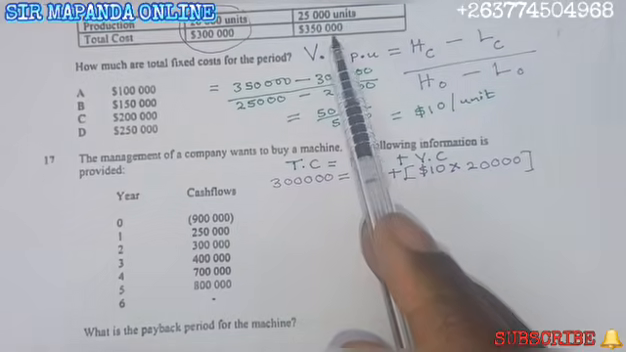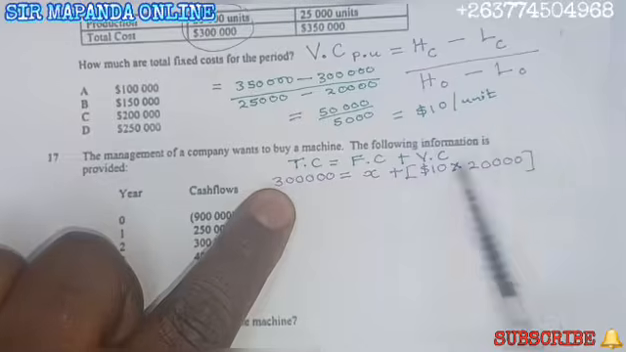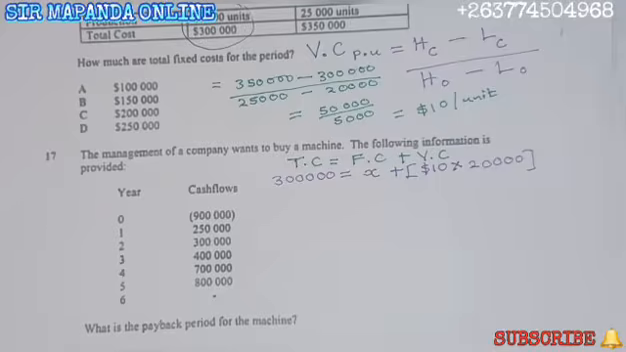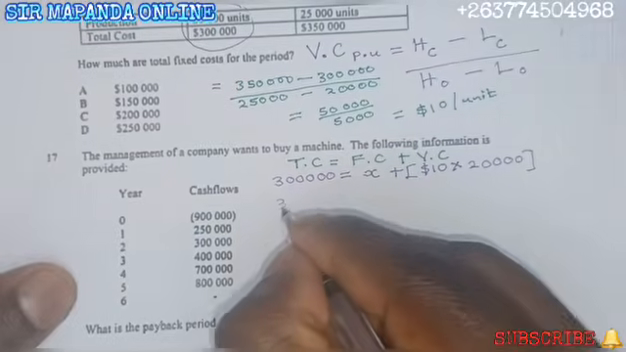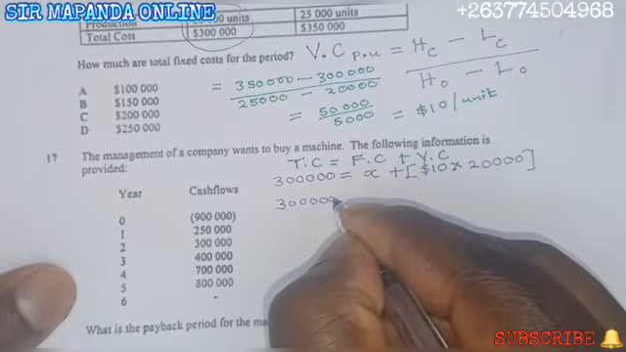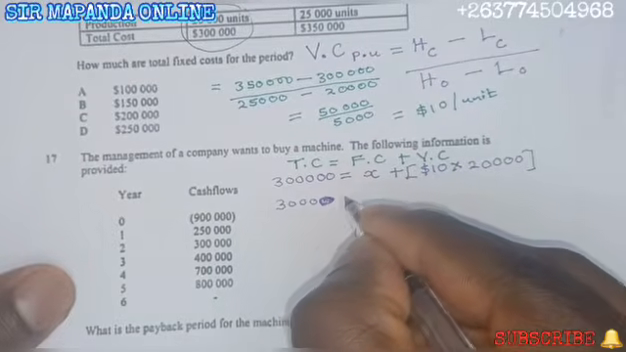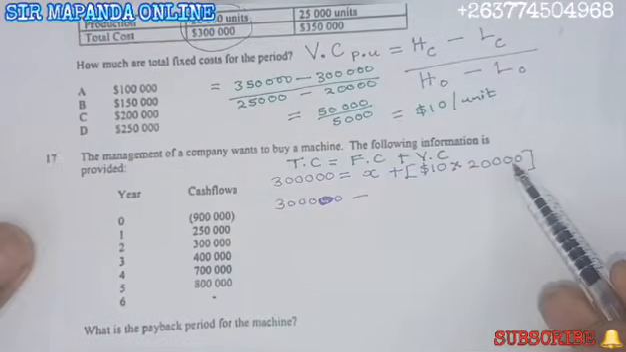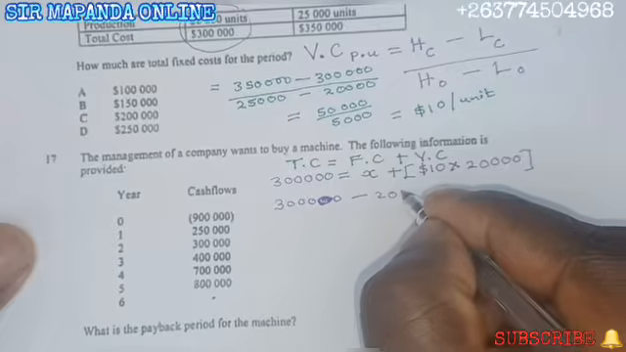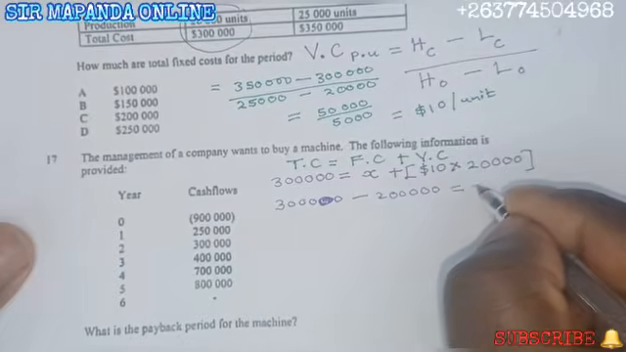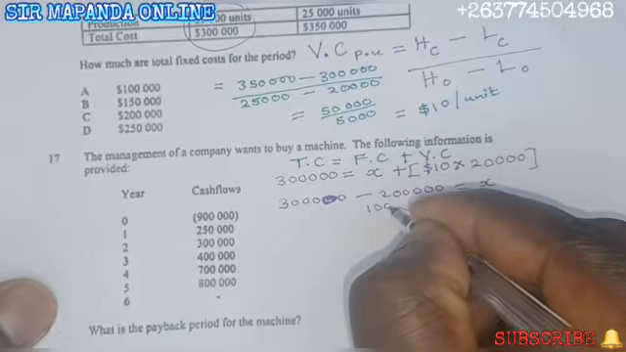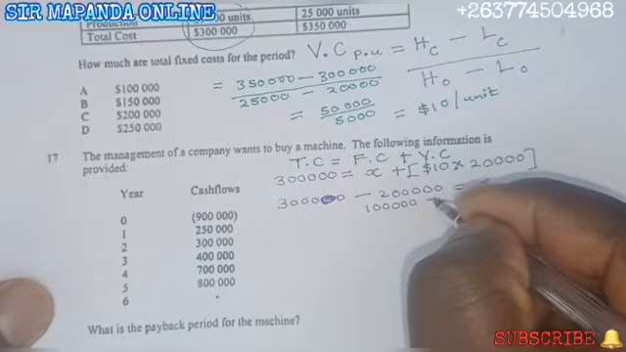So if you put 350,000 on TC, it means on VC you multiply 10 with the 25,000, you still get the same answer of fixed costs. I hope you are following. So you are saying 300,000, which is the TC, minus 10 times the 20,000, which is 200,000. So you are subtracting 200,000 to make X the subject of the formula. So 300,000 minus 200,000, you get 100,000, representing your fixed costs.